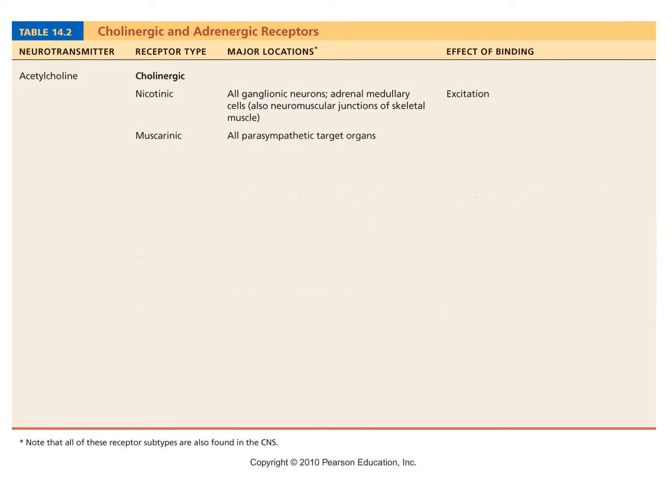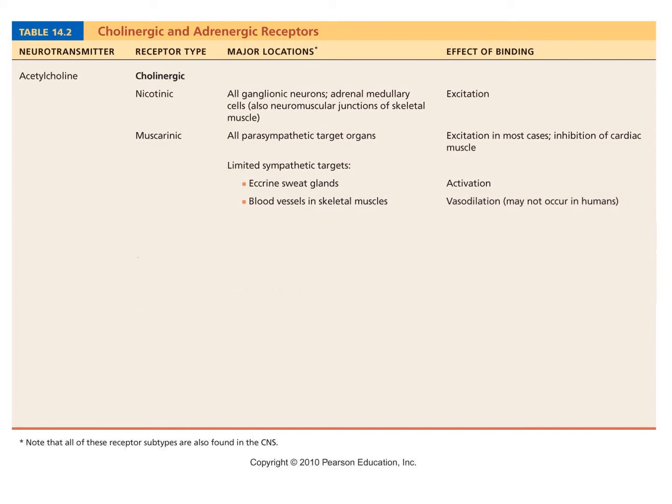The other type is muscarinic, which is in all parasympathetic target organs. The effect of binding is excitation in most cases, but is actually inhibition of cardiac muscle. So acetylcholine will actually act to slow the heart rate. There are limited sympathetic targets that have muscarinic receptors: eccrine sweat glands, and in this case acetylcholine will actually activate them. Blood vessels in skeletal muscles, which are actually vasodilated, which is pretty much the same thing as activated.